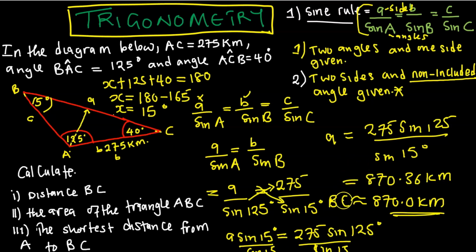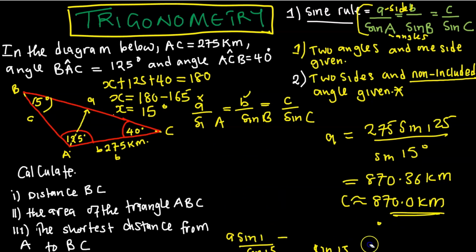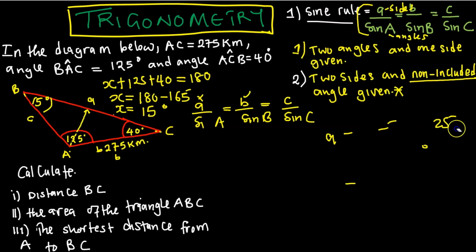Now that we found the side BC, let us go on to answer the second question. So I'm going to clear up this part so that we can answer the next question, that is, find the area of the triangle. Please, this is how questions are aligned in an exam. If you find a question on trigonometry, the first part is likely to be finding the side, the second part the area, and of course the last part mostly is finding the shortest distance.